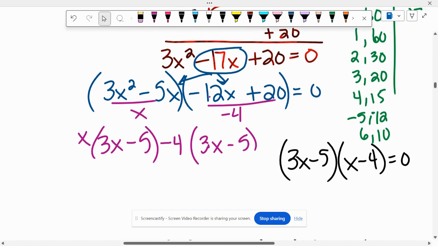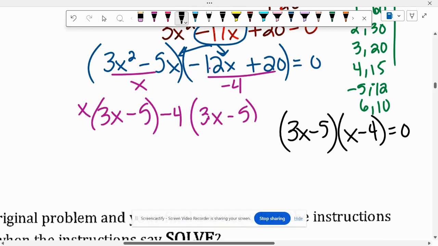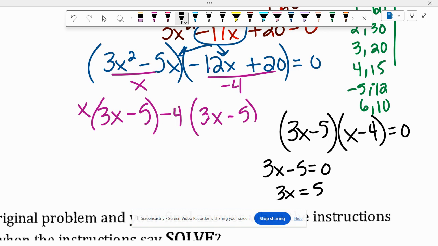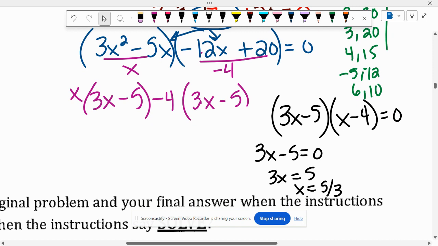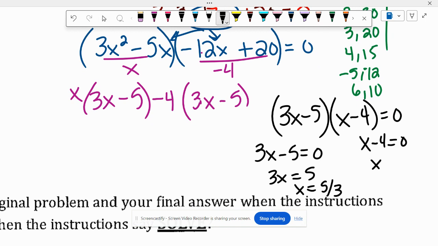Okay, so I'm going to slide up so we can see that. This is going to be the last one that I do. So that means that 3x minus 5 equals 0, which when I add 5 to both sides gives me 3x equals a positive 5, or x equals a positive 5/3. That's what that solves out to. Or x minus 4 equals 0, which means that x is positive 4. Those are your two solutions.